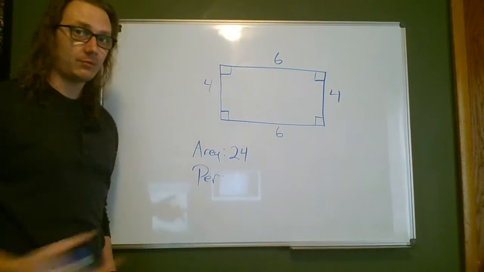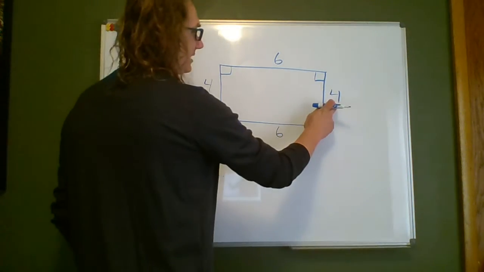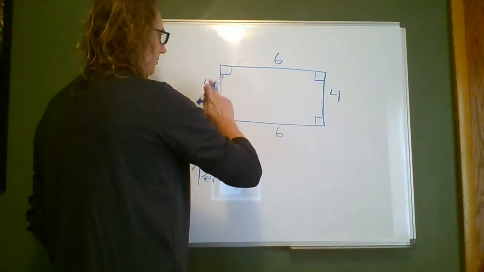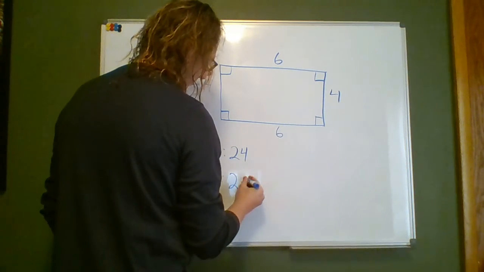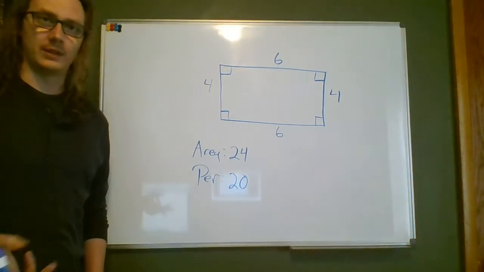My perimeter. Add up all the sides. 6 plus 4 is 10. 10 plus 6 is 16. 16 plus 4 is 20. 20 units.